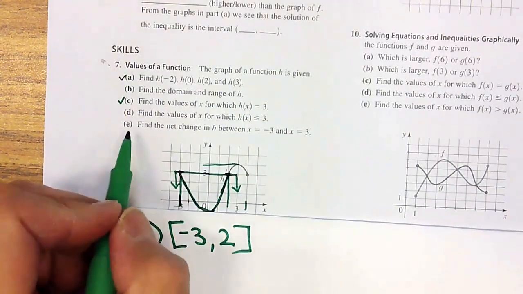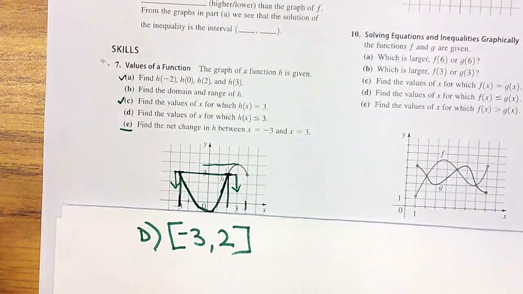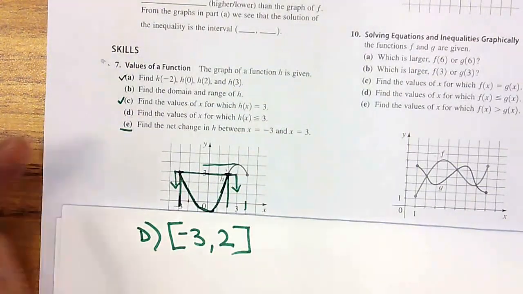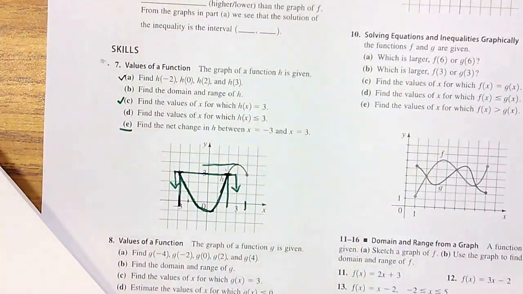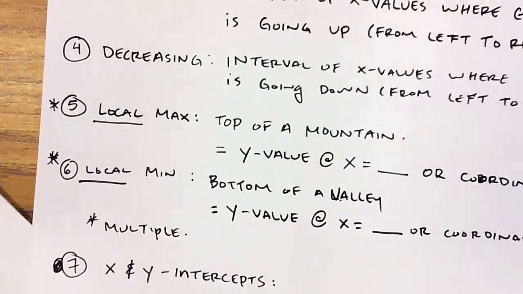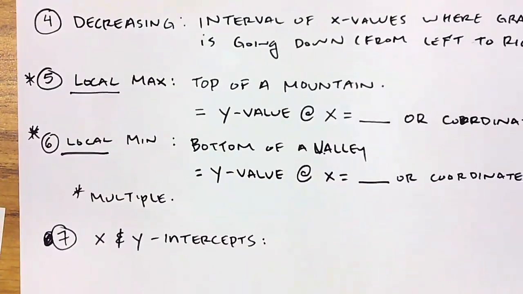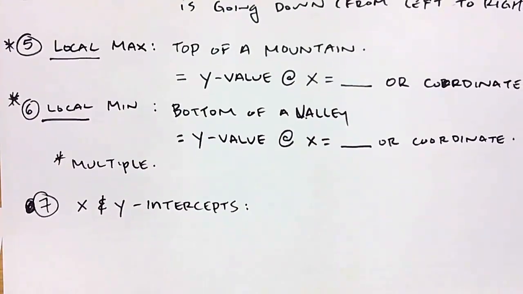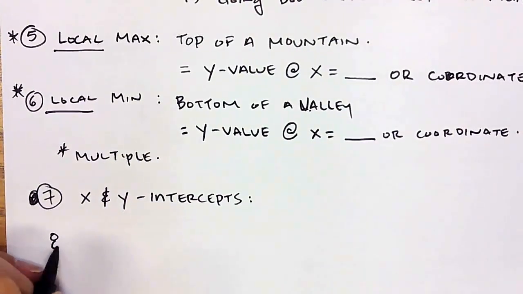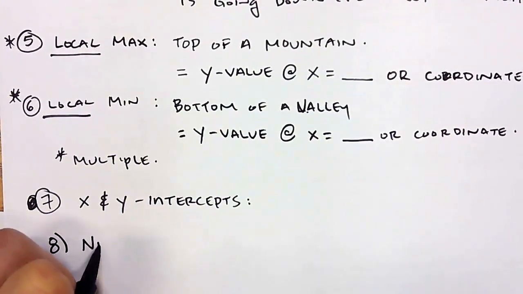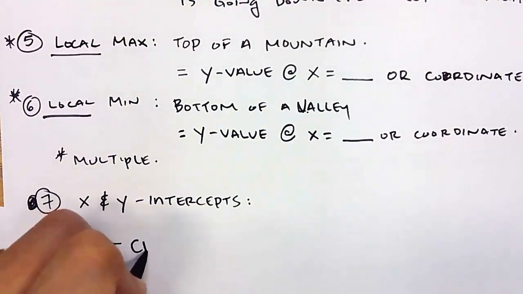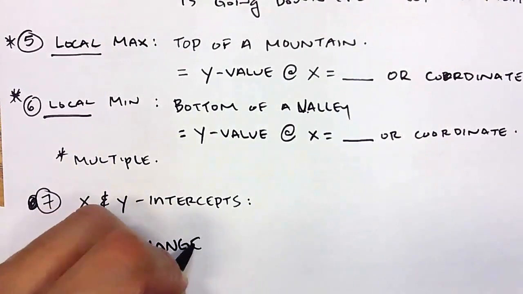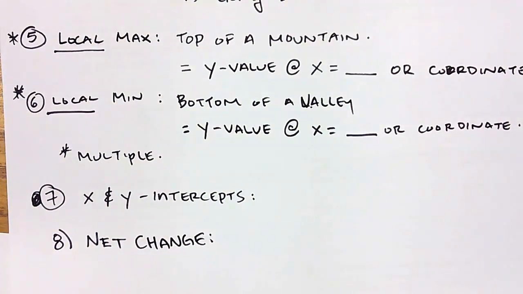I'm going to leave E for a little bit, because that's 2.4. You know what? Let's just do 2.4 right now too. Let's just add that to our list. Where's that list? This list. Number 8. Net change. Okay. The net change.